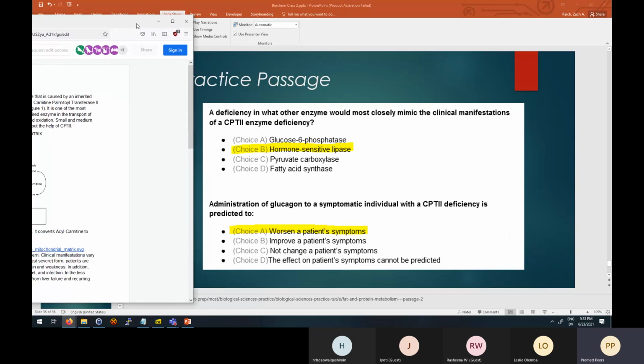A deficiency in what other enzyme would most closely mimic the clinical manifestations? The clinical manifestations of this enzyme being deficient were that when we ate fats, everything derailed. We couldn't break them down. So it helps if you know what all these other enzymes do. We could just, again, cross off the answer choices. Did anyone want to explain this one?